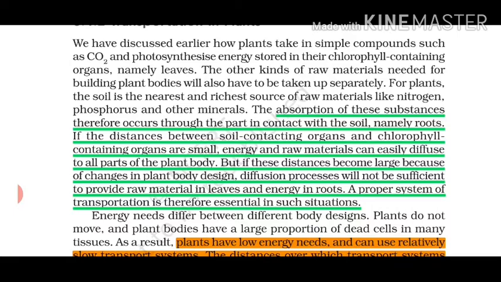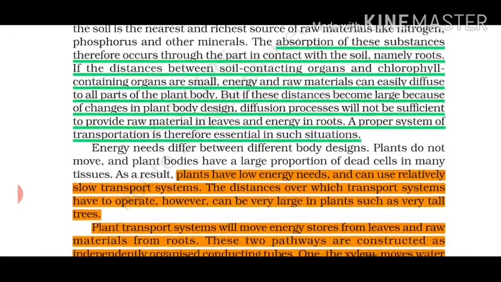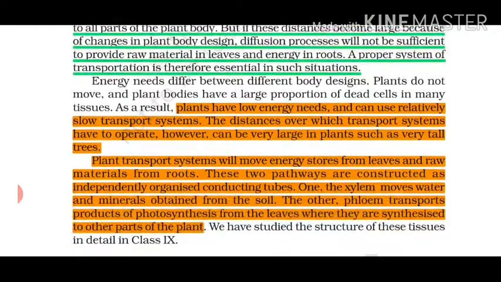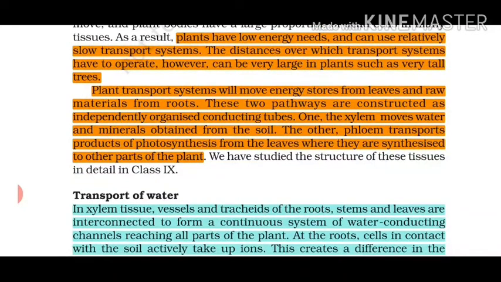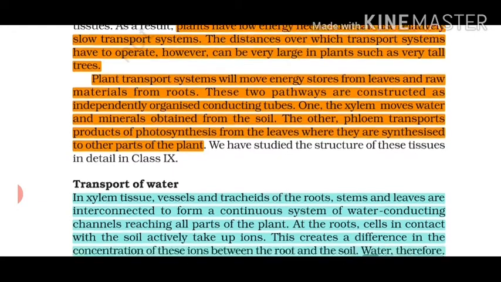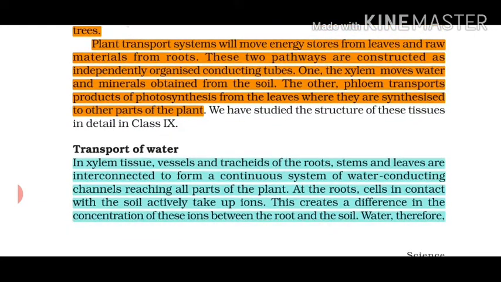As plants do not move and the plant body has a large number of dead cells, they can use slow transport systems. The distance over which the transport system has to operate can be very large in plants, such as in very tall trees. The conducting tissue xylem moves water and minerals obtained from the soil, and the phloem transports products of synthesis from the leaves to other parts of the plant. Let us start with transport of water in plants.